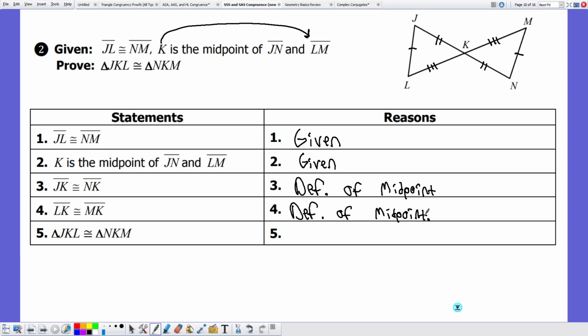And then finally, we have already established three pairs of congruent sides: one pair, two pairs, three pairs. So therefore, the reason why triangle JKL is congruent to NKM is because of side, side, side congruence. And that's it for the proof. As we can see, it's not totally bad.